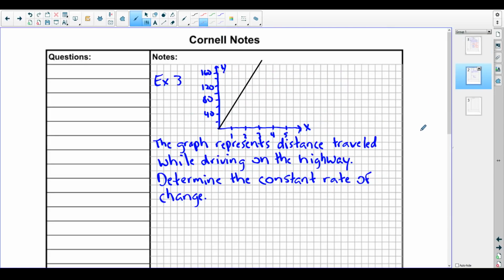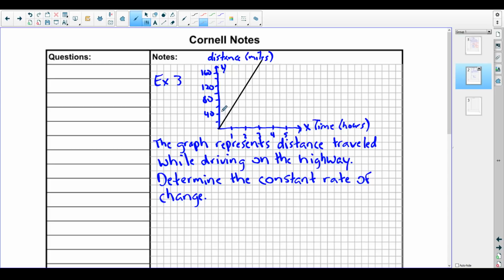For our second example, we're going to look at how we can find the same thing with graphs. So we make ourselves a graph, and we say y is going to represent distance in miles, and x is representing time in hours. So similar to number one, I think it's the same as number one, it's miles per hour.